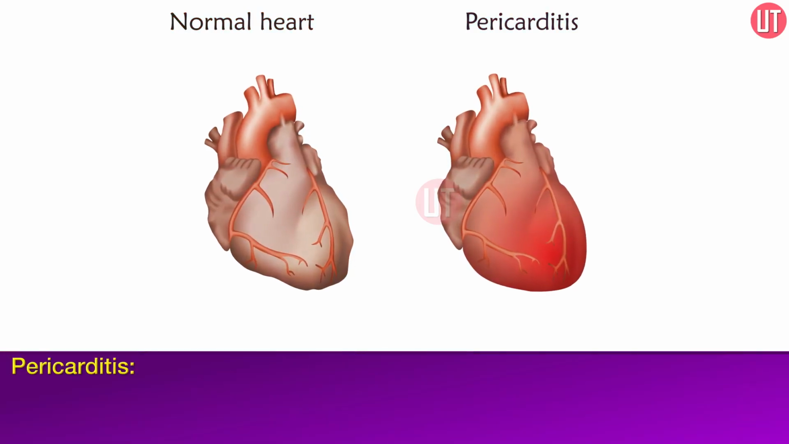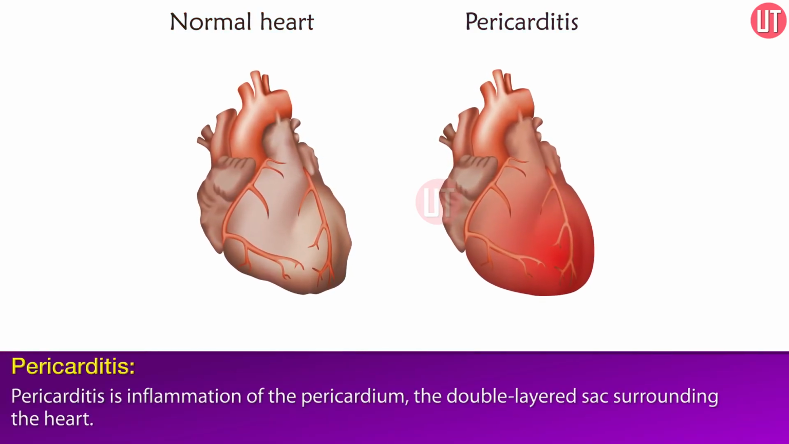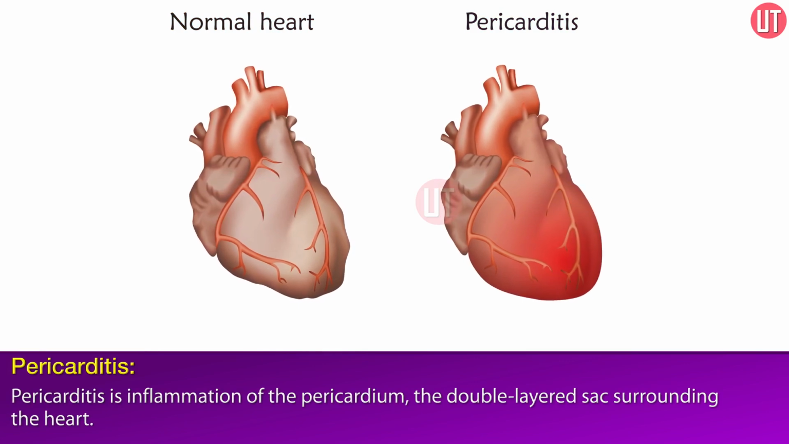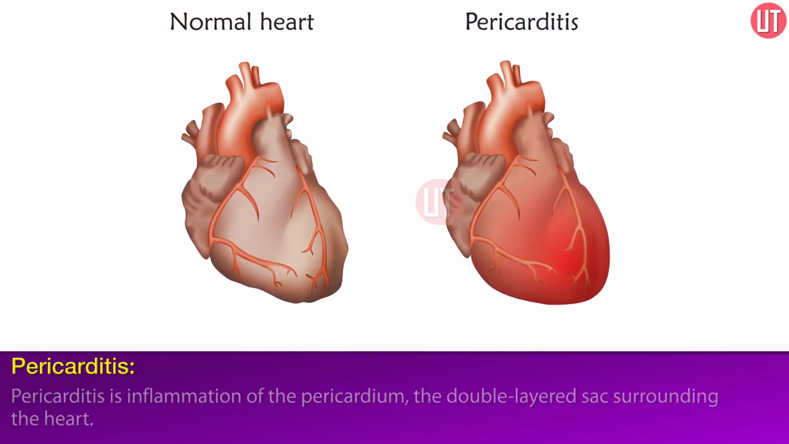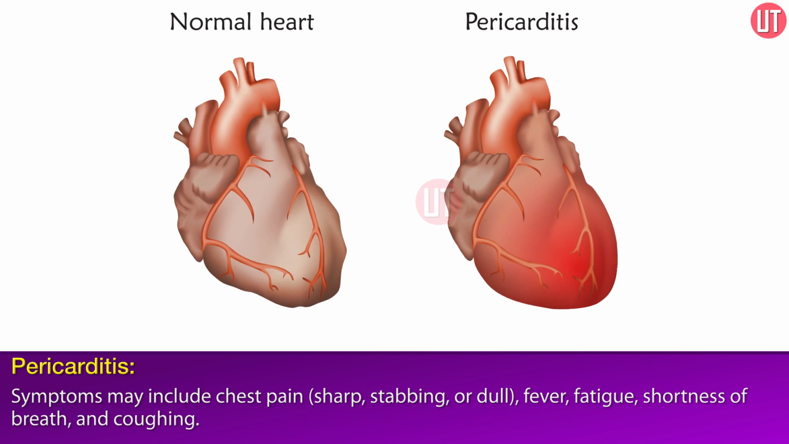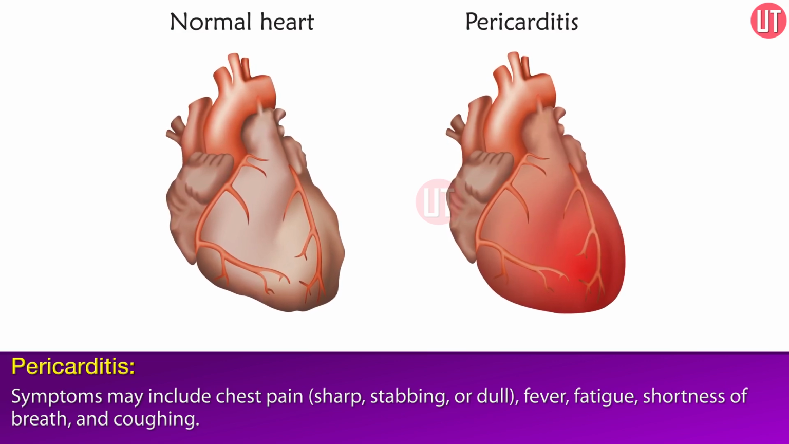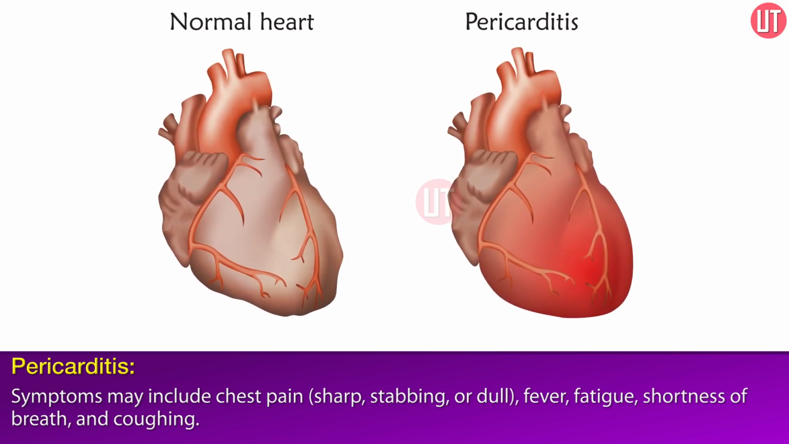Pericarditis. Pericarditis is inflammation of the pericardium, the double-layered sac surrounding the heart. Symptoms may include chest pain, sharp, stabbing, or dull, fever, fatigue, shortness of breath, and coughing.